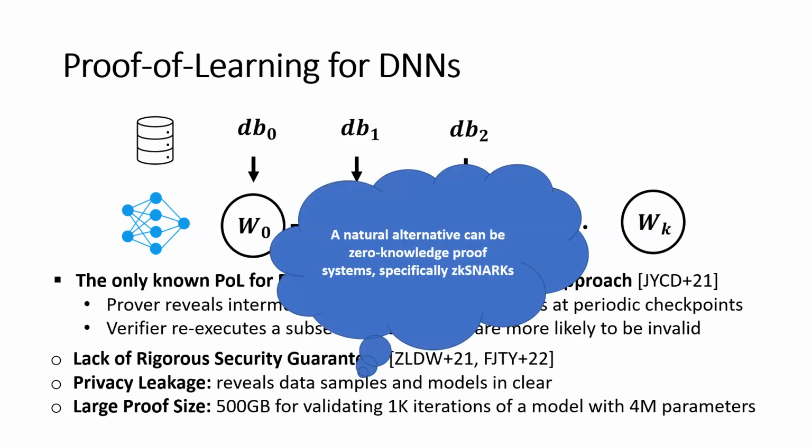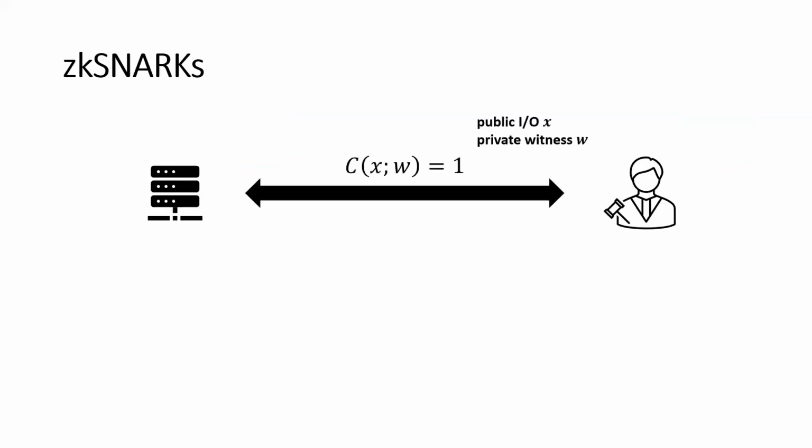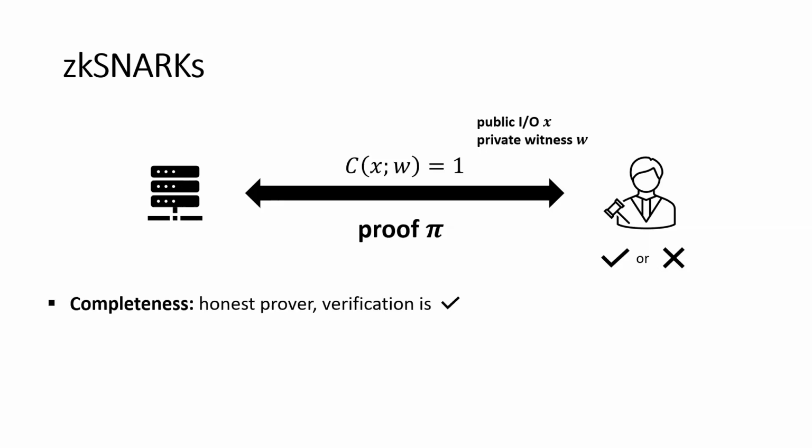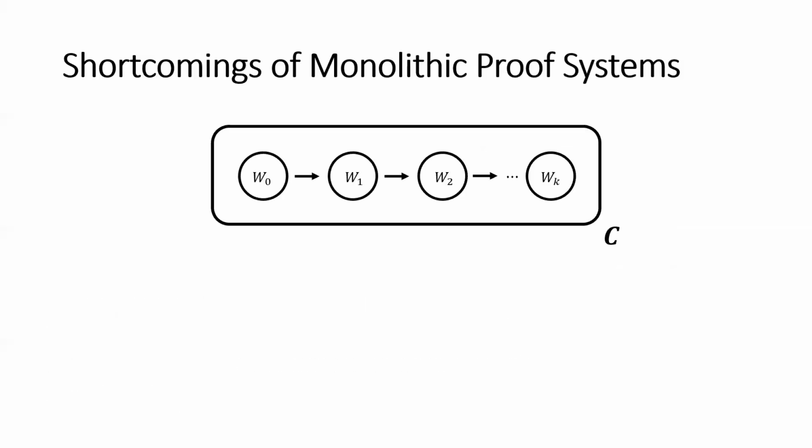A natural alternative is zero-knowledge proofs, especially SNARKs, where there's a prover and a verifier, and there's a circuit with some public input and output and a private instance. The server returns the computation and a proof, and the verifier can check whether the proof is correct or not. I'm just skipping these properties and going to the main part.